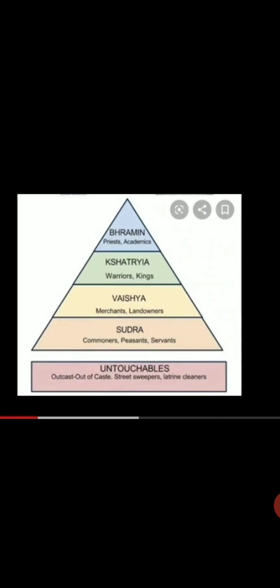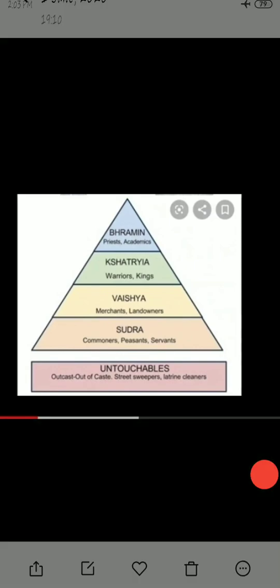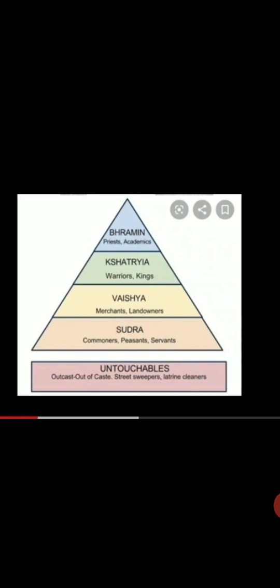There is a spelling mistake, but Brahmanas, Brahmin. Brahmanas are the priests or academics. Priests are those who are in the temples, they do their religious things there. Academics are very well educated, literate people. Kshatriyas are the warriors or the kings. Vaishyas are the merchants and landowners. Shudras are the commoners, peasants, servants, untouchables. They are the outcast, out of caste, street sweepers, latrine cleaners.